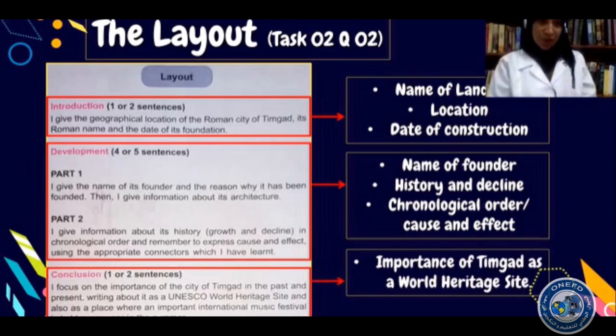In the conclusion, I focus on the importance of the city of Timgad in the past and present, writing about it as a UNESCO World Heritage Site and also as a place where an important international music festival is held every year in the summer. So here, briefly, we are going to write about the importance of Timgad as a World Heritage Site and as a touristic monument.